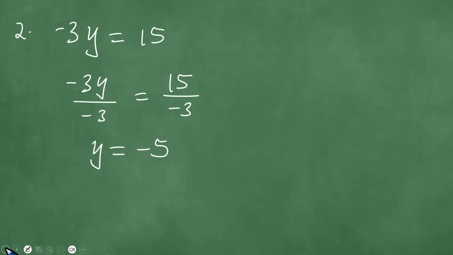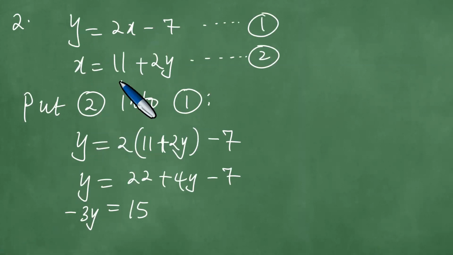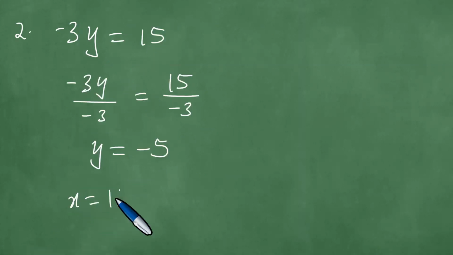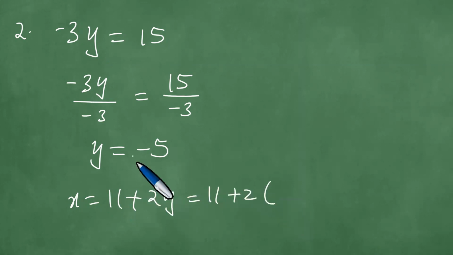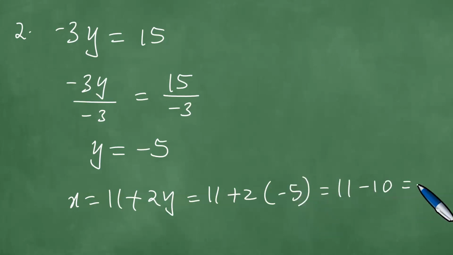Good. When we got that y is minus 5, what is x? x is 11 plus 2y, which is 11 plus twice y. What is y? y is minus 5. So we have 11 minus 10, which is 1.